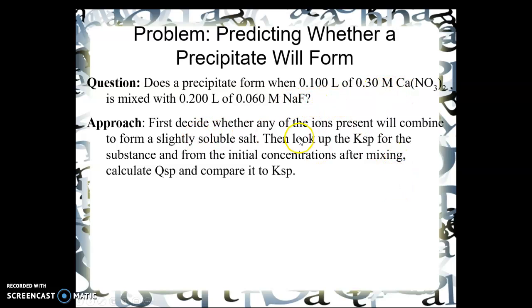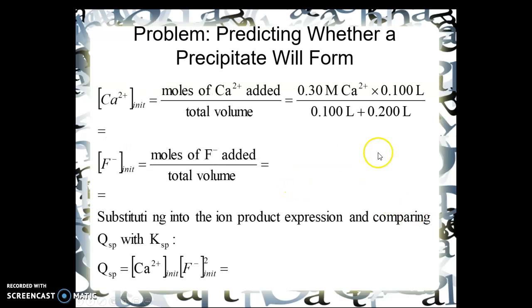So, although sodium nitrate, the crisscross there, is certainly highly soluble, calcium fluoride is not. So you decide that. Then you look up the KSP for the substance, and from the initial concentrations after mixing, you calculate Q, that is, the mass action expression, but using the initial concentrations. If you compare it with KSP and Q is greater than KSP, a precipitate will form. So here's a look at this one.